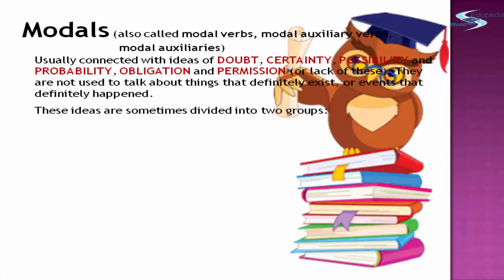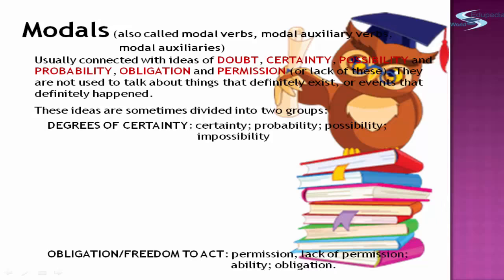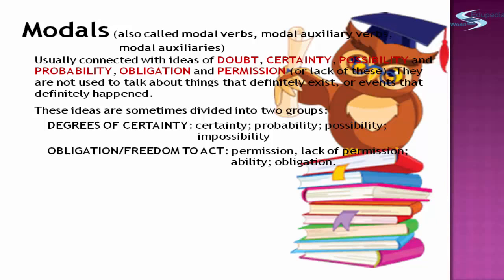These ideas are sometimes divided into two groups. The first group talks about the degrees of certainty, and it covers certainty, probability, possibility, impossibility. The second group is obligation or freedom to act. It covers permission, lack of permission, ability, obligation.